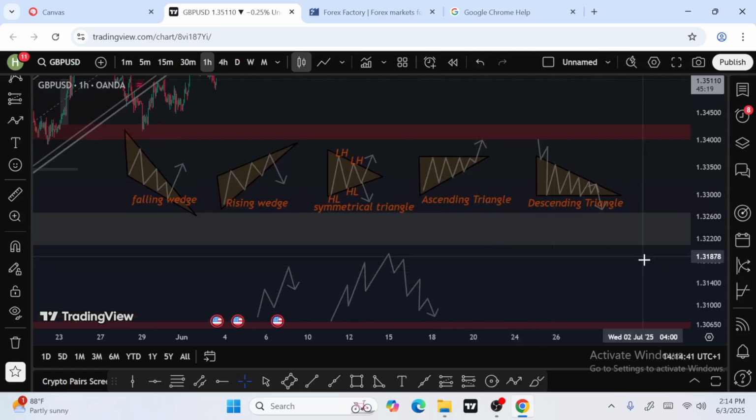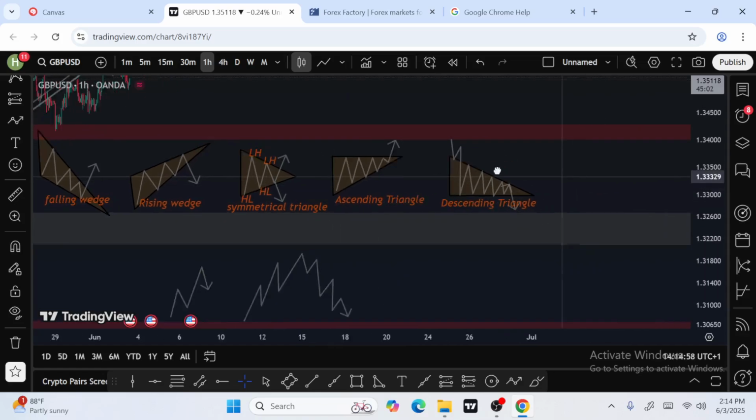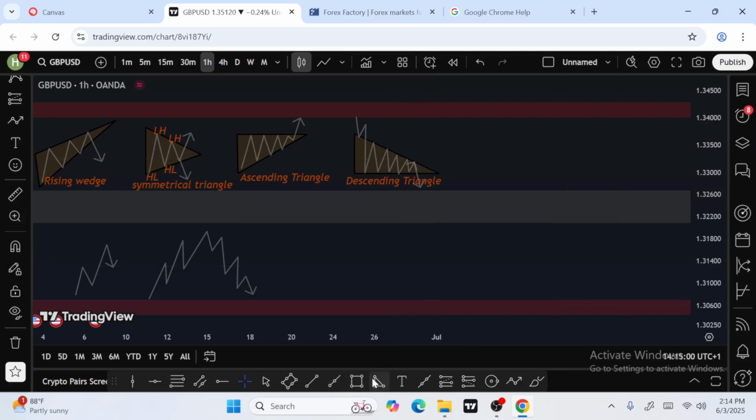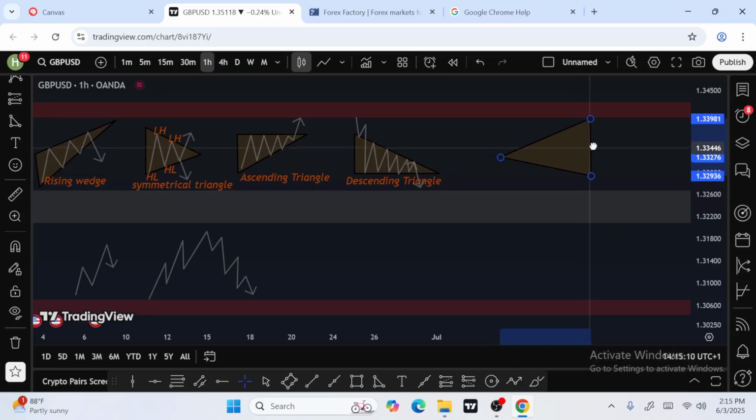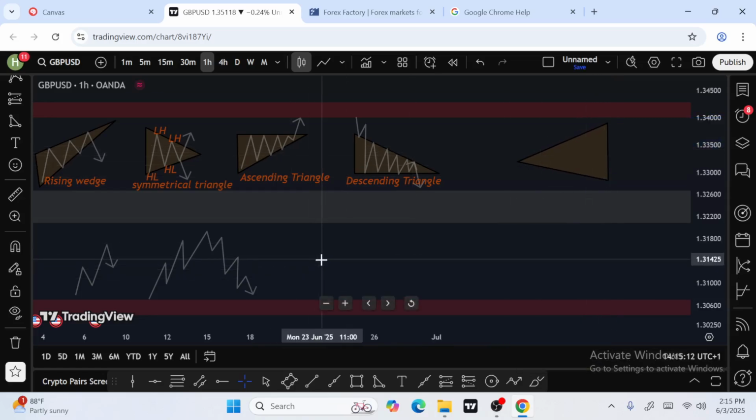So these are all the triangles we have. Now we have one again. They call it the what? The expanding triangle. Now the expanding triangle is the opposite of this what? Symmetrical triangle. So how does the expanding triangle look like? Exactly. Are you seeing this now, guys?